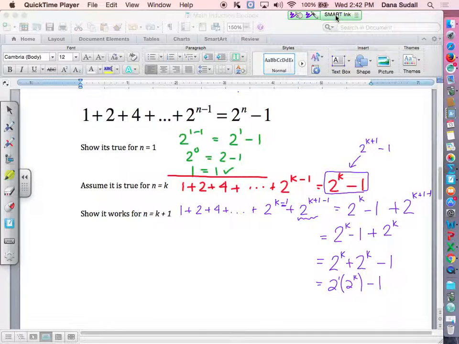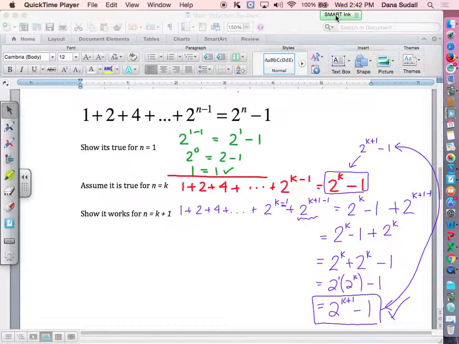And 2 times 2 to the k would be 2 to the first times 2 to the k. And if you multiply the same base, you can add these two exponents together and just write it as a single base. And then if you look at that, that would be what that next term would be, 2 to the k plus 1 minus 1. So we've proved it by math induction. If it works for the next term, then it worked for every term prior to that.